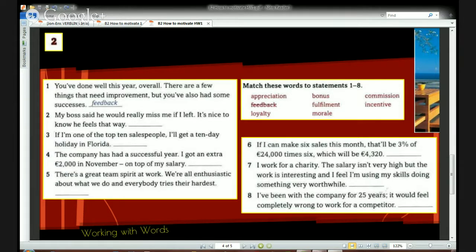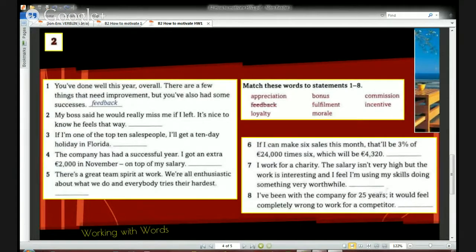The company has had a successful year. I got an extra 2,000 euros in November on top of my salary. Bonus. Right. That's got to be a bonus, extra money. Okay, Axel? There's a great team spirit at work. We're all enthusiastic about what we do, and everybody tries their hardest. Morale? Yeah, it's morale. Very good.